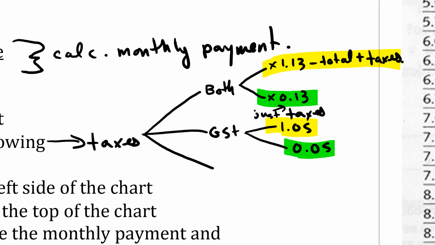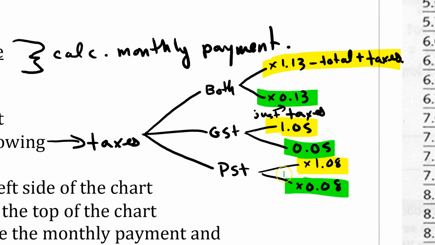And then of course the last one is going to be PST, and that is either you multiply by 1.08 if you want the total plus taxes, or if you just want the PST, the taxes, that didn't change. You can multiply by 0.08 like that. Again, I'm going to highlight that in green. That's if you want just the taxes.